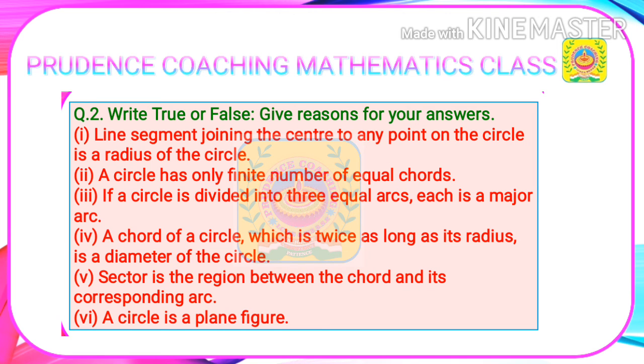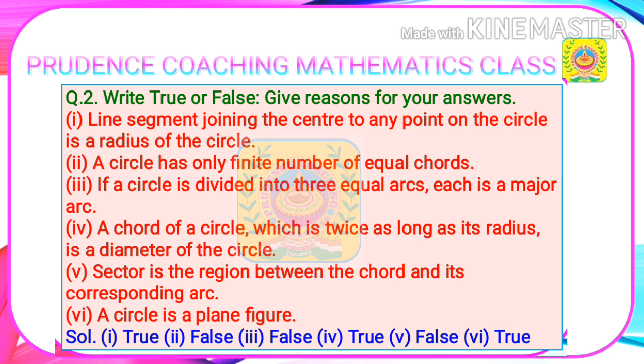You just take your time, give 1 minute, and if you can't, then you just play the video and see the solutions. Statement number 1: a line segment joining the center to any point on the circle is a radius of the circle. Yes, this statement is true. Next, a circle has only a finite number of equal chords. This is false because it has an infinite number of equal chords.